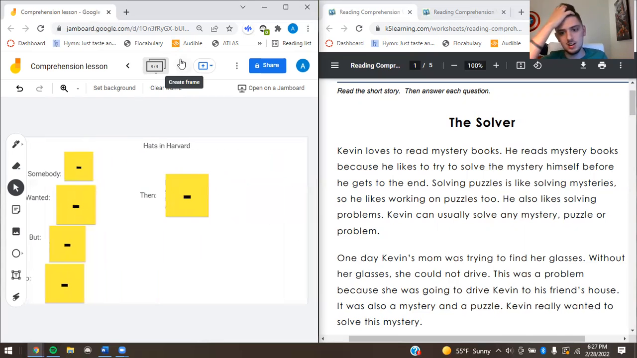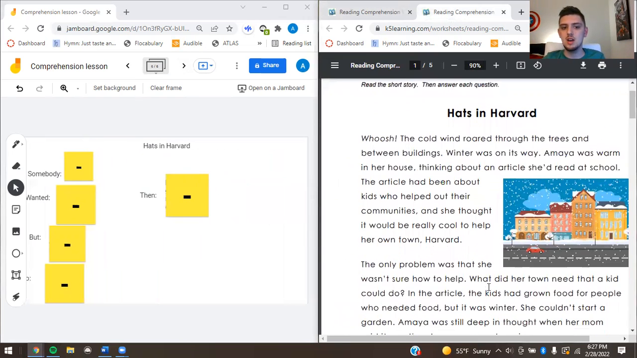So let's move on into this and let's read Hats in Harvard, and let's try and figure out the somebody, wanted, but, so, and then.